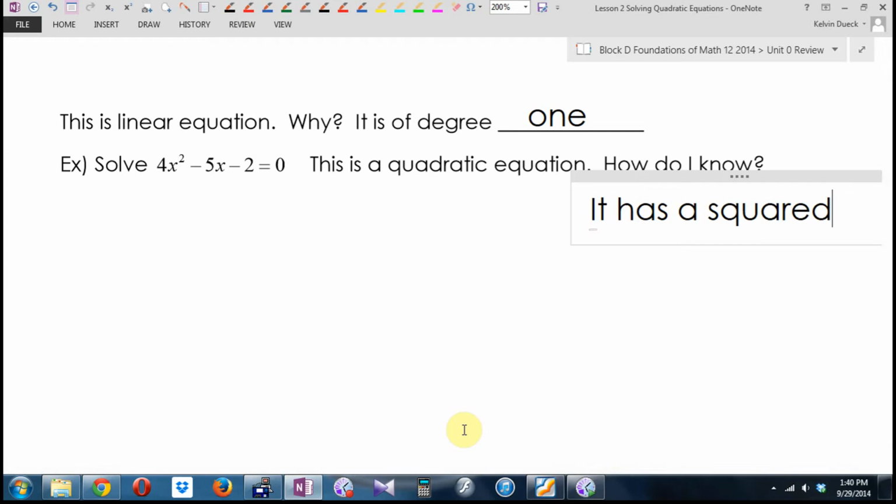And the first thing that I do to solve a quadratic equation is I make it equal to 0. If it's not equal to 0, I have to get rid of brackets, gather like terms, and then plus or minus stuff. I got to be able to do that. Make it equal to 0.